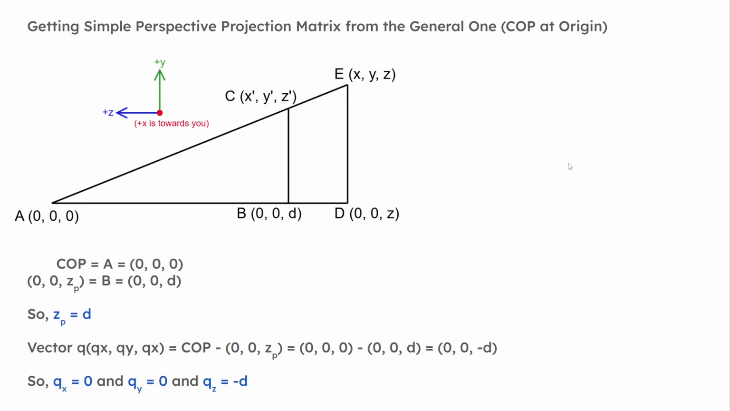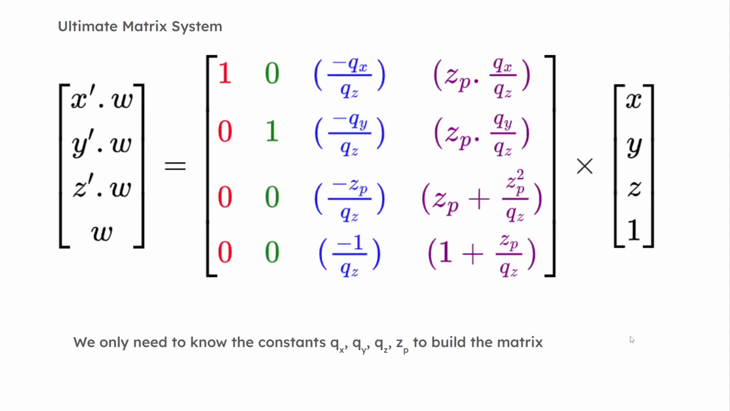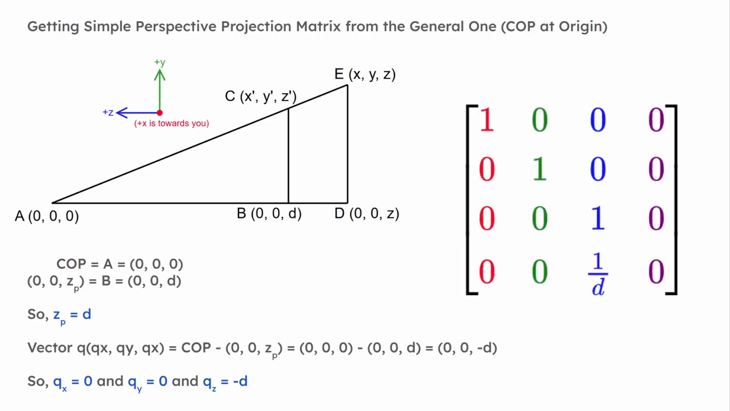And all we need to know is the vector, which is COP minus (0, 0, Zp). We already know the COP is at the origin, so COP is (0, 0, 0). We can just subtract (0, 0, Zp) from our COP and get (0, 0, -D), which is our Q vector, which means Qx is 0, Qy is 0, and Qz is -D. Now we just substitute these values into our matrix formula, and we will get this matrix, which is exactly the one we saw in our early lecture for the COP at origin case.